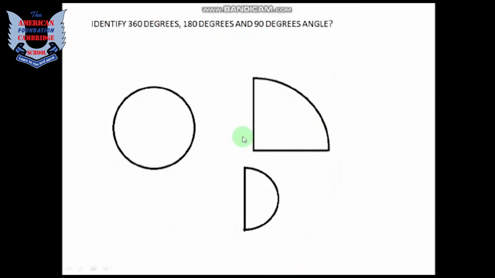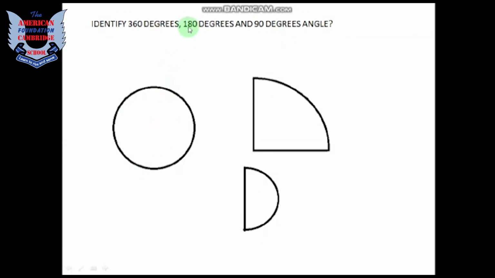Here I have a question for you. Identify the 360 degrees angle, the 180 degrees angle and the 90 degrees angle. Can you identify which one of them is the 360 degrees angle? This one? No, it's a quarter turn. This one? No, it's a half turn. 360 is the highest number, so it must be a full turn. This one is the 360 degrees angle.